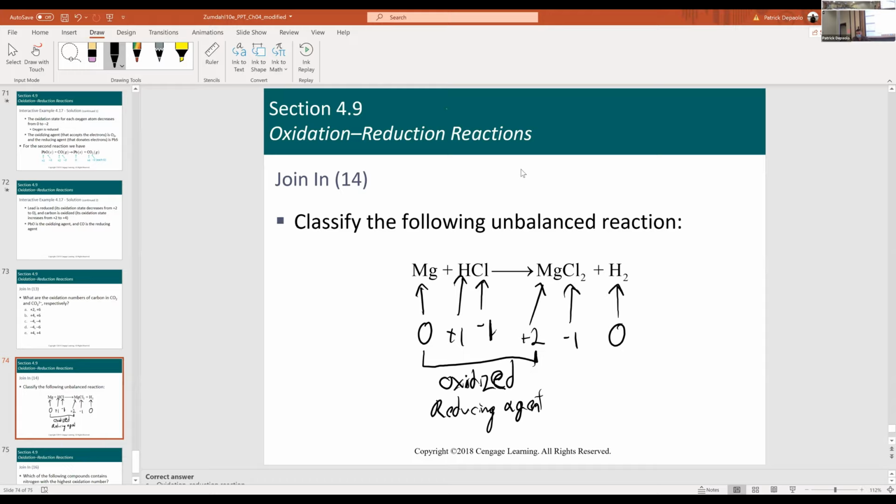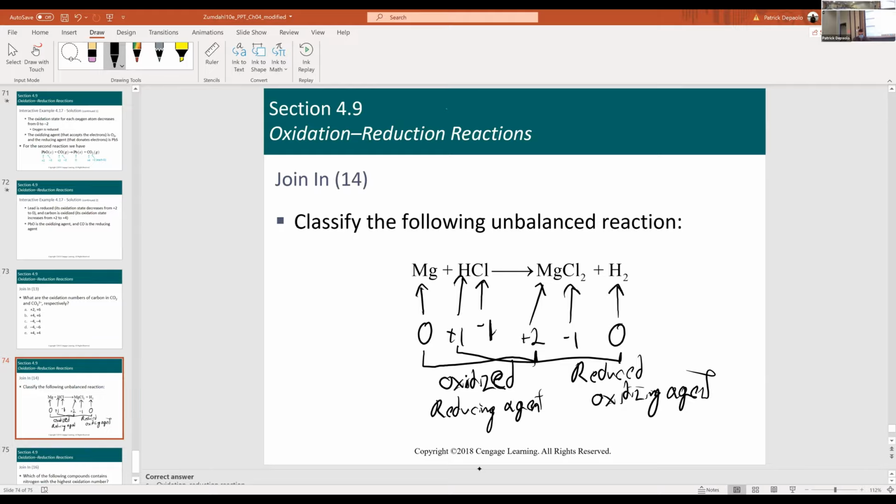Next, hydrogen changes from +1 to 0. Therefore, it is reduced. Good job, Lucas. Reduced. And then therefore, it is the oxidizing agent. Cool. So yeah, that's about it for that. Any questions on that?